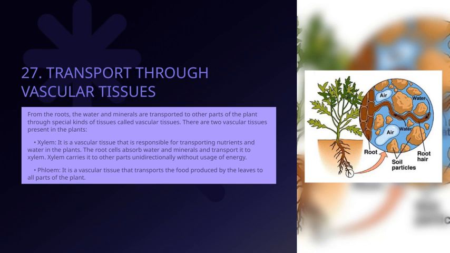Next, there's the phloem, which has a different job. It transports the food, or sugars, produced in the leaves through photosynthesis to all parts of the plant that need it. Connecting these points to the bigger picture, these vascular tissues are vital for the plant's survival, allowing it to distribute water, minerals, and food efficiently. This transport system highlights the plant's incredible ability to sustain itself and grow.